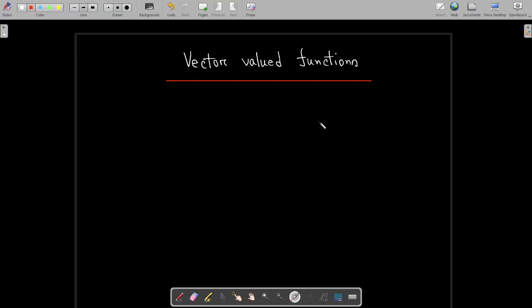Hello everyone. Today we are going to study about vector valued functions. So what are vector valued functions? We will talk about those functions whose values are vectors. So let me first take an example. Let me start with the simple one.